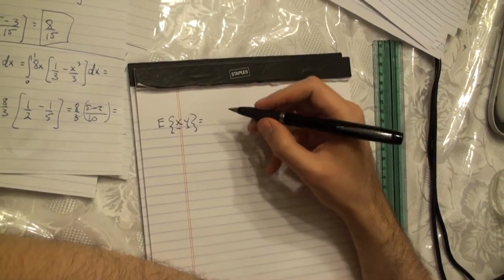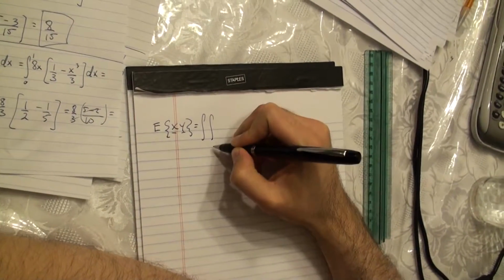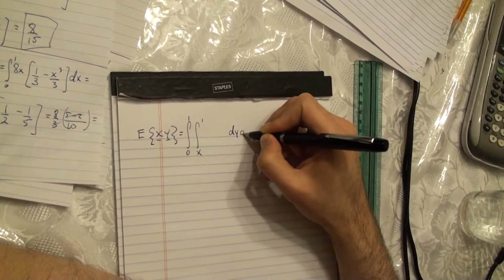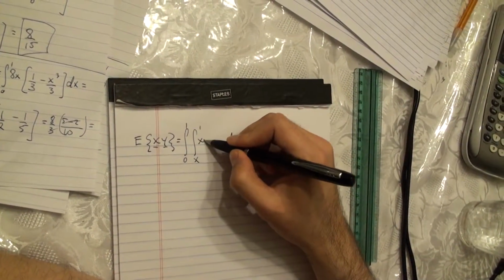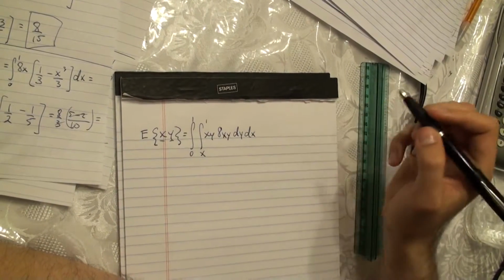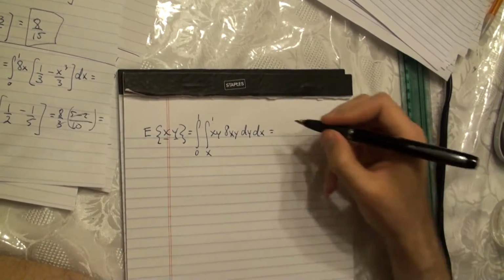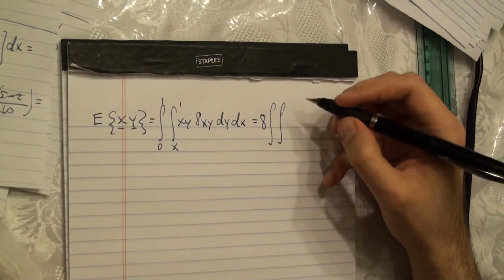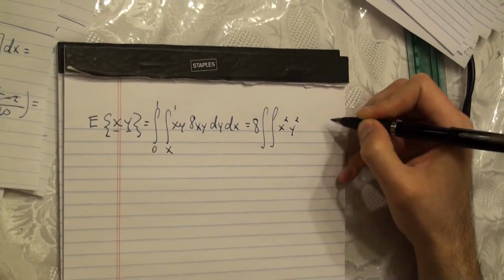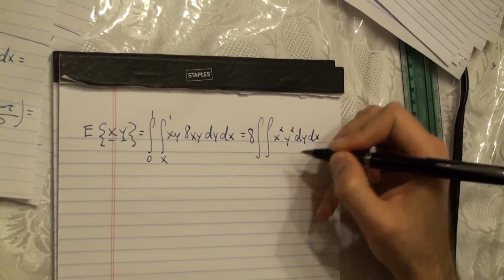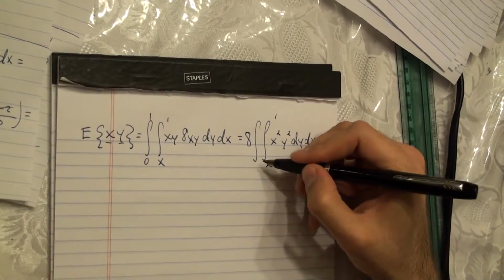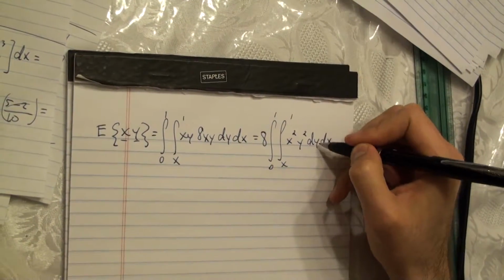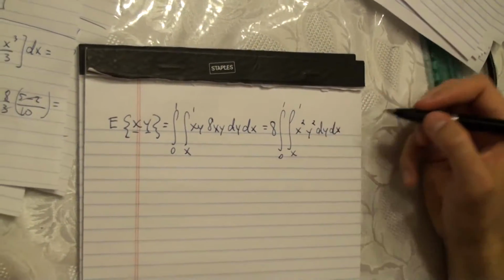So here we have the same integral. I integrate with respect to y first from x to 1, and then for x. So dy dx. Then we're going to have xy times 8xy. So we can pull the 8 out as a common factor, as a constant. So this is going to become x squared y squared dy dx. Y goes from x to 1, and x goes from 0 to 1.